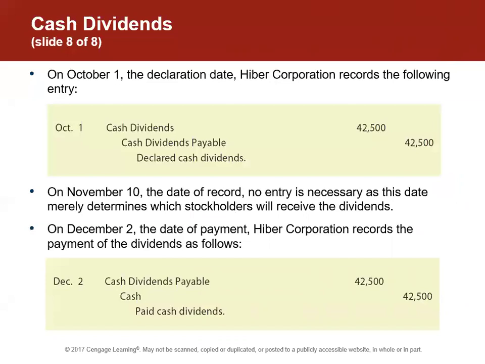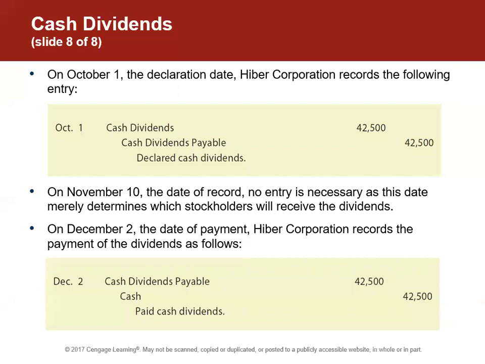Again, the date of record, November 10th, there's nothing to journalize. And then our last date, when we actually pay it, pretty simple. We debit cash dividends payable because we're paying off that liability, and we credit cash. Okay. So you just have to know the 3 different dates. The date of record is there's never any journal entry. Okay. Any questions on that?